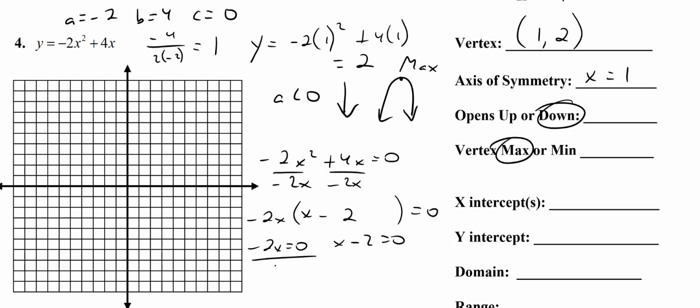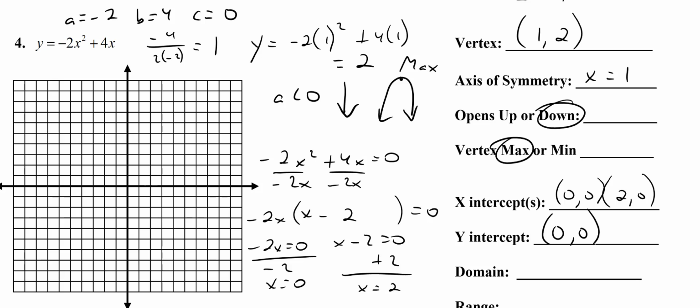So this one, if I divide by negative 2, I get x is 0. That's easy. And this one, I add 2 to it, I get x equals 2. So those are coordinates. So it's (0, 0) and (2, 0). And for the y-intercept, I've got to put a 0 in for x. So do you see everything cancels? So I actually get 0. So it's (0, 0).